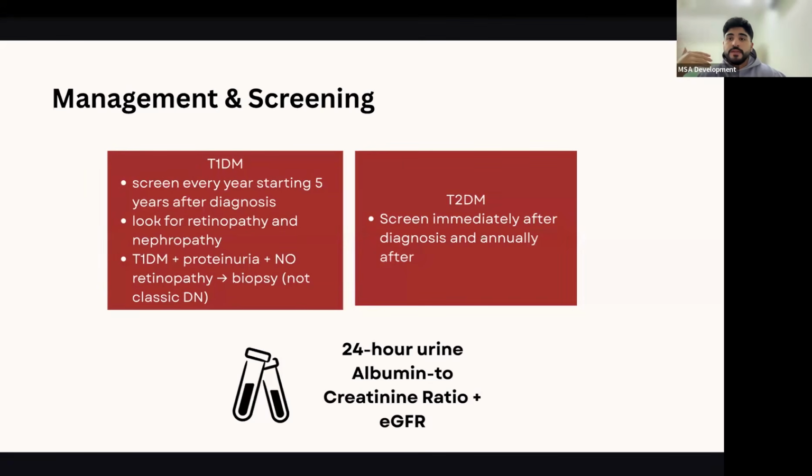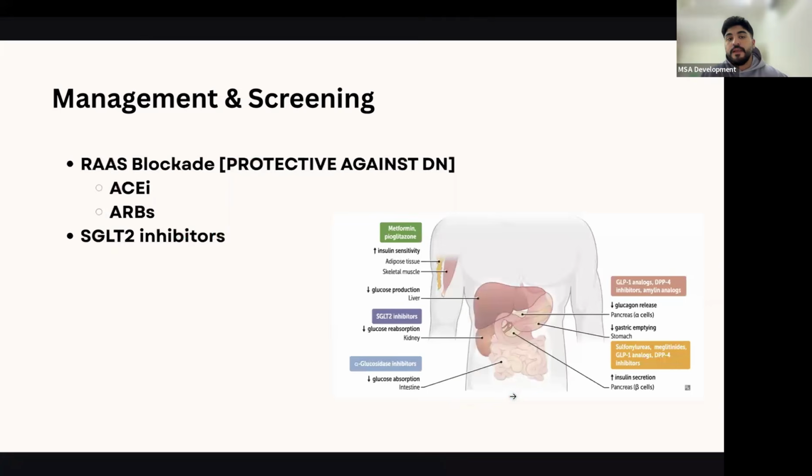So what you're going to do is, the minute you diagnose him, you screen him, and then a year later you keep screening him. How do we screen? We screen with this test, a 24-hour urine albumin to creatinine ratio. And of course, you look at the GFR. Now, for management, of course, this goes without saying, you have to give them metformin to increase their insulin sensitivity. You give them as well the SGLT2 inhibitors, so you decrease the glucose reabsorption in the kidney.